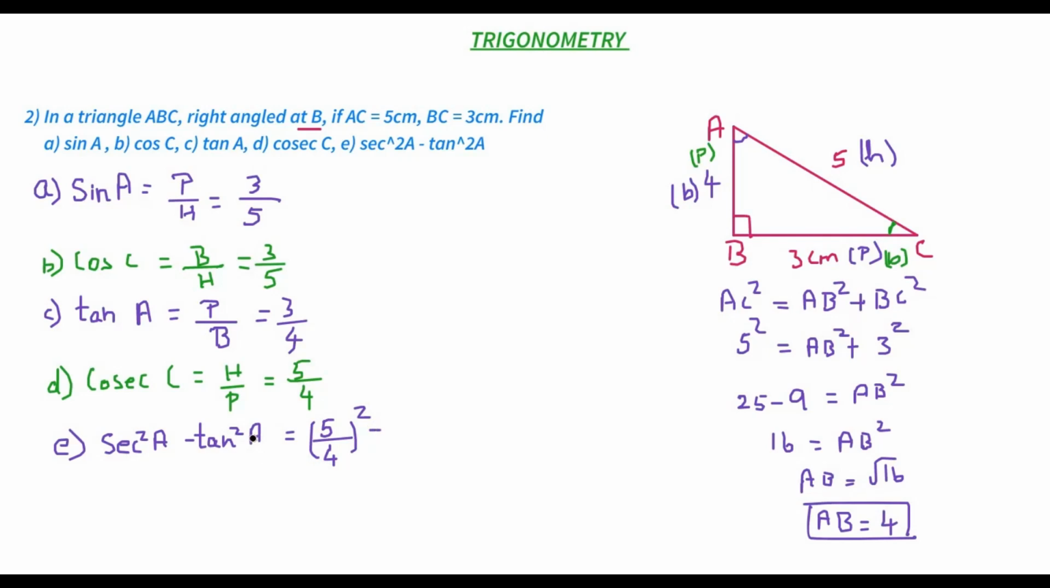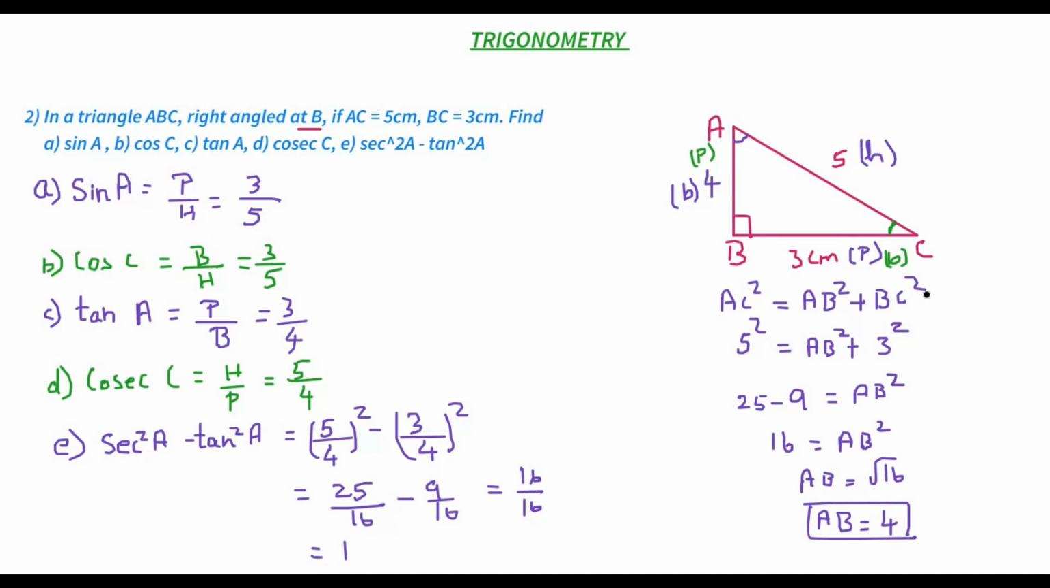square. What is the formula for tan? Perpendicular by base. Already we have found tan here, so you can directly write it from there. So it is 3 by 4 the whole square. Now when you square this, we get 25 by 16 minus 9 by 16. Since these two are like fractions, we can directly subtract. So 25 minus 9 is 16. So 16 by 16. 16 by 16 is a full fraction, so the answer becomes 1. So secant square A minus tan square A is 1.